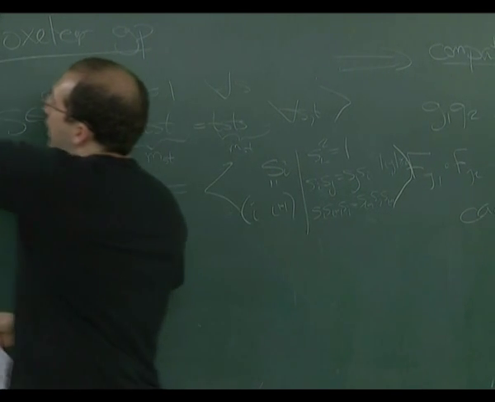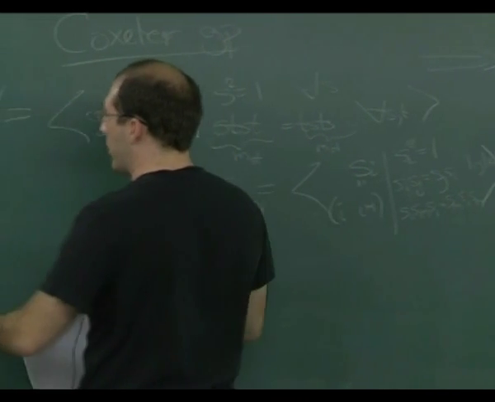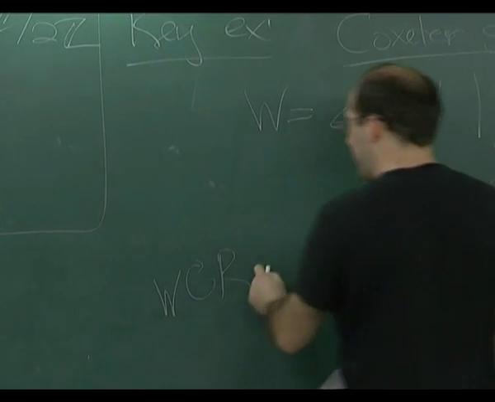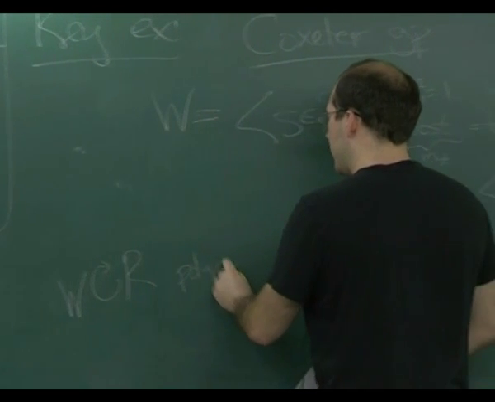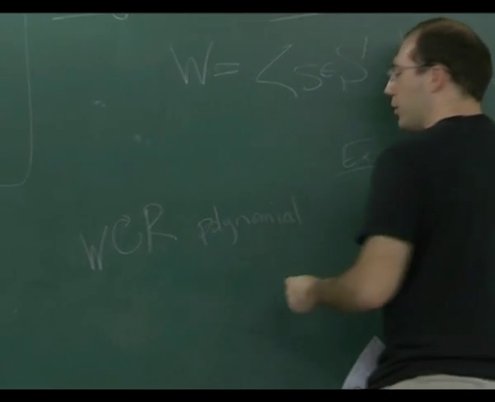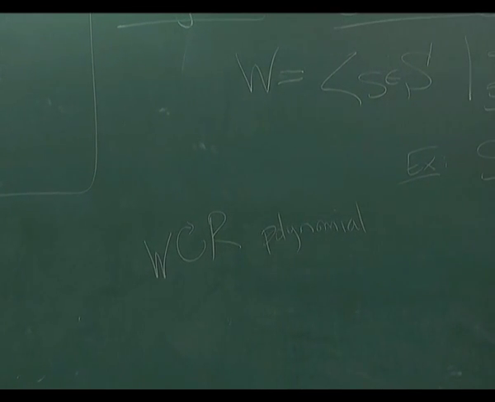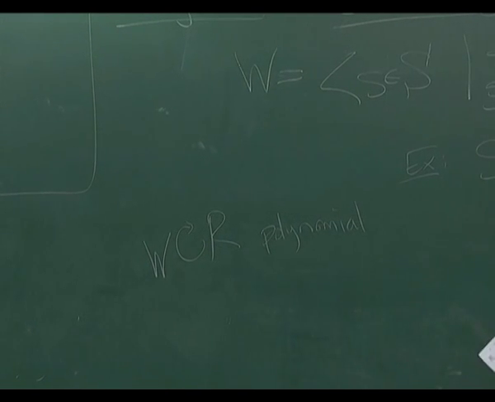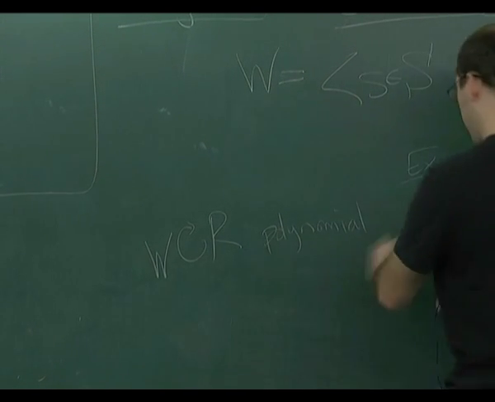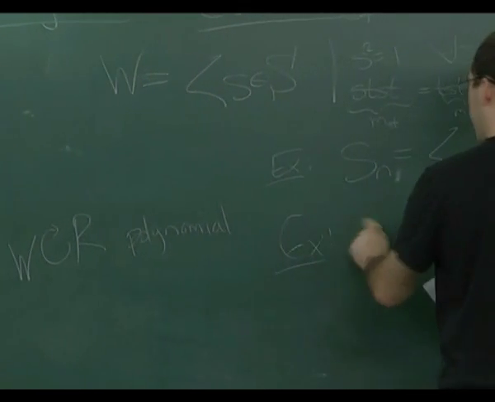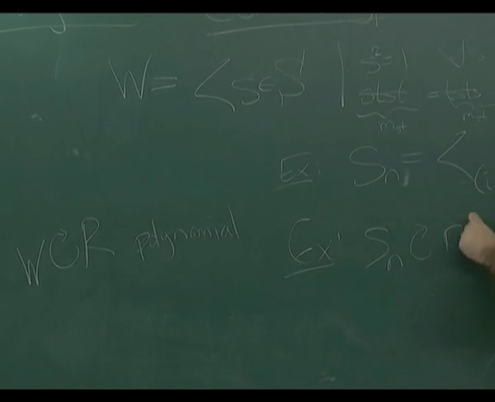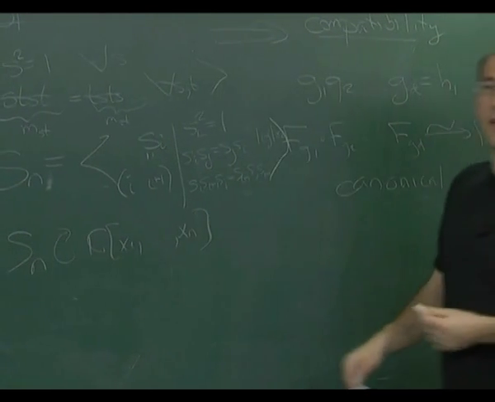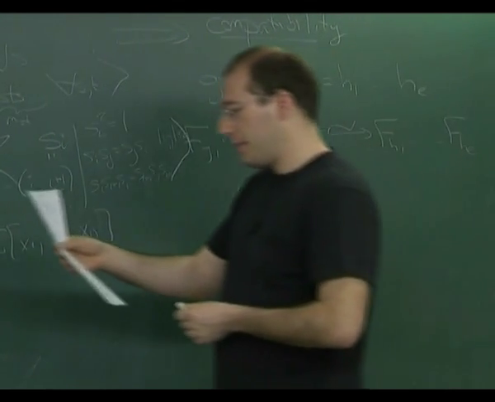Now, what kind of actions of this am I interested in? Well, most of them are built out of the following situation. W acts on some polynomial ring. So W has a reflection representation. This is a standard thing. And if you take the coordinate ring of this vector space, you have a polynomial ring, and W acts on this as well. So the example is S_n acts on polynomials in n variables. Very nice and straightforward. Okay.